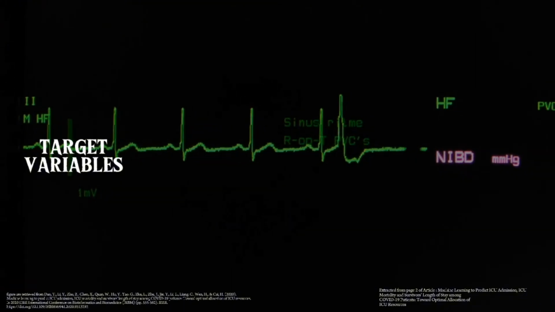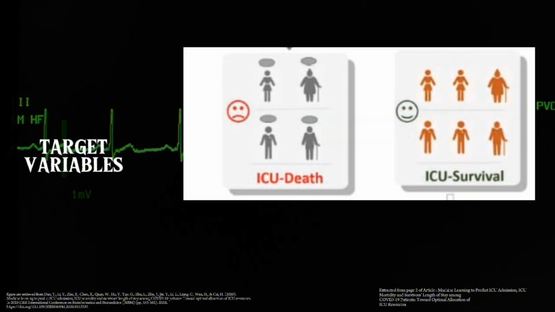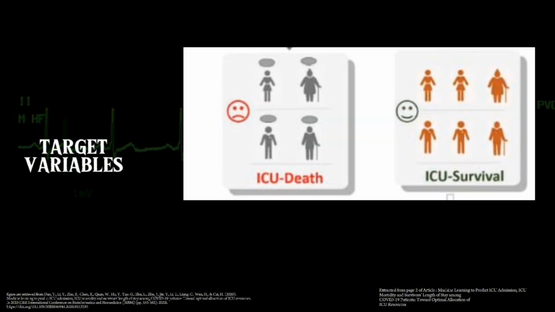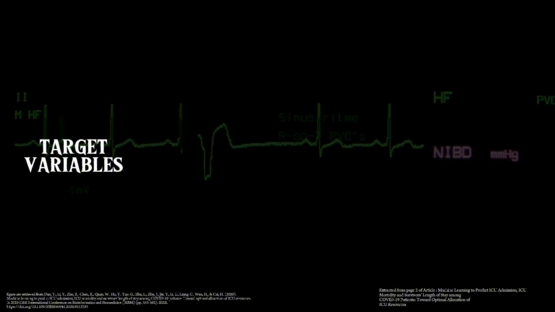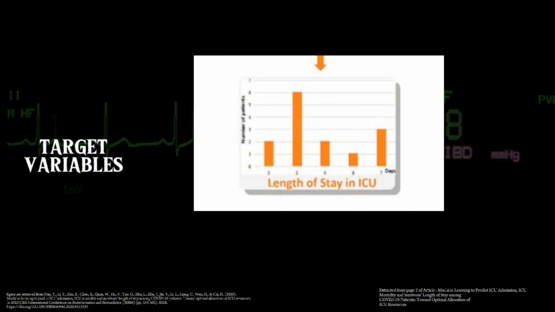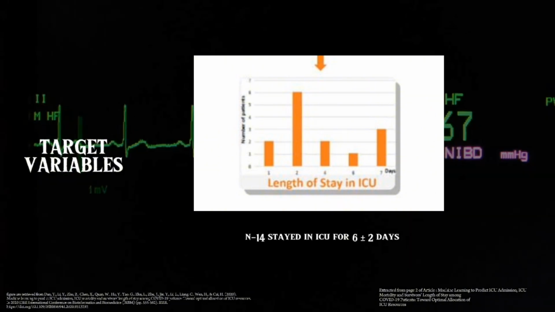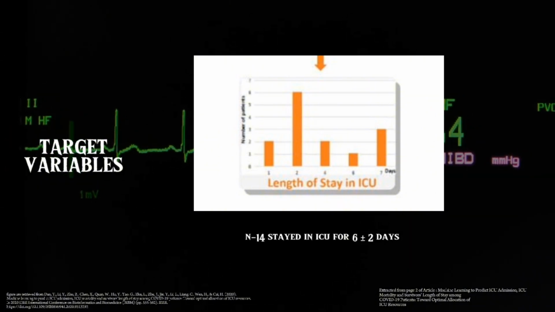Second target variable is ICU outcome, which is either death or survival. The ICU death group had 8 patients and ICU survival group had 17 patients. Last target variable is length of ICU stay among survivors. 14 survivors stayed in ICU for 6 ± 2 days.